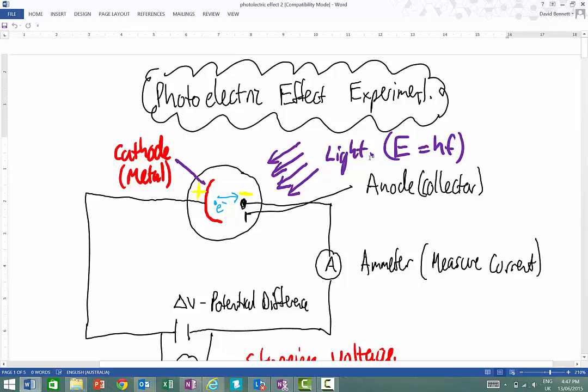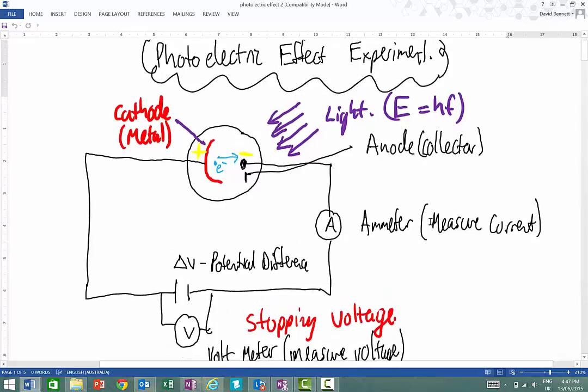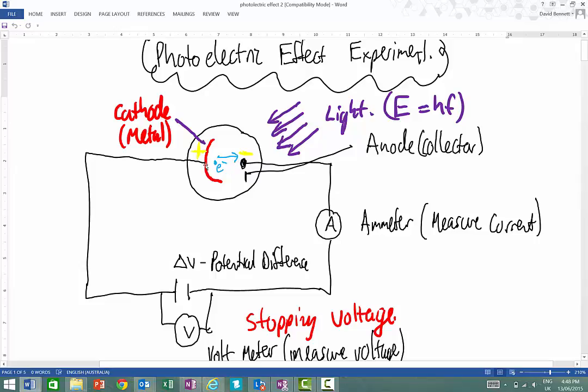So we know that the energy the light has is basically equal to Planck's constant times the frequency of the light that's used. Then we want to work out what the kinetic energy max is. If you think of the electrons going across, they'll be ejected and they'll go across and you'll get a current going through the ammeter over here.